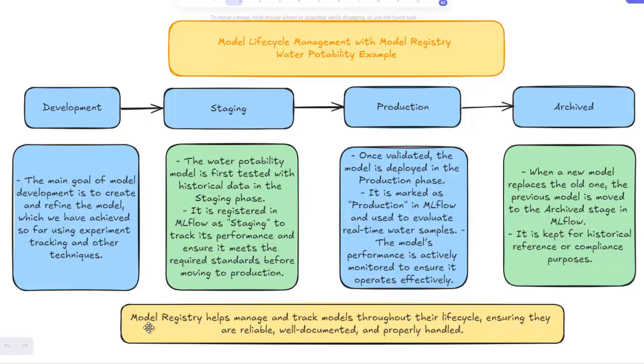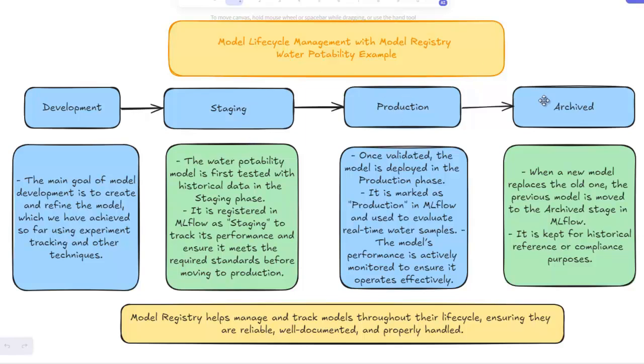At the end, we can conclude that the model registry helps manage and track models throughout their life cycle, ensuring they are reliable, well documented, and properly handled. So these are the model lifecycle stages that you can see over here. As I said earlier many times, we will discuss all this practically. Development, staging meaning testing, production, and archived.